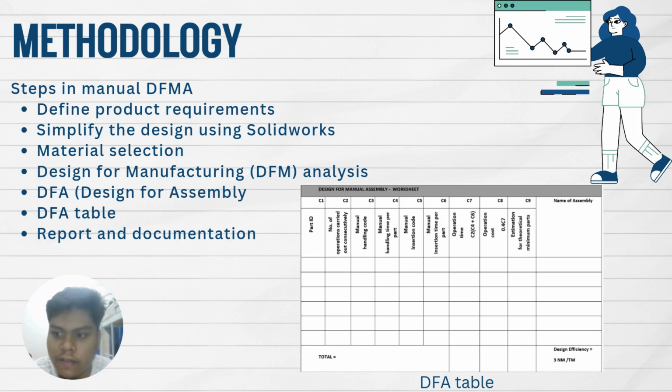First one is define product requirements. It sets the foundation for the entire design process and a comprehensive understanding of what the product needs to achieve will guide the design decision and ensure that the final product meets expectation. Then the second one is simplify the design using SolidWorks.